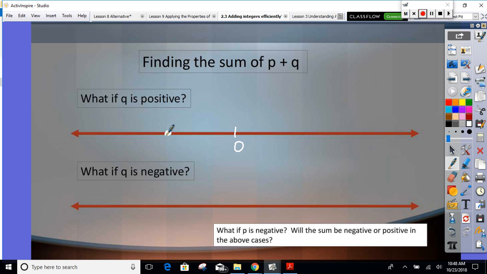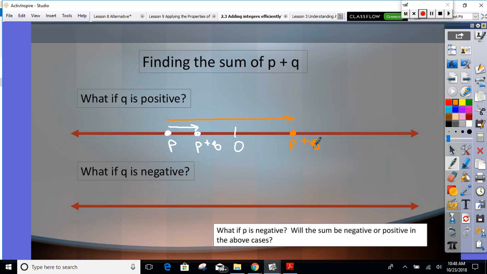Let's say that P is negative. So let's put P over here now. So if Q is positive, is P plus Q going to be positive or negative, or could it be either? Either. Richard? It could be either. If Q were not as long as P, if the absolute value were not as long, if Q was this long, P plus Q might be here. But if the arrow for Q was this long, then P plus Q might be over here. So when P is negative and we add a positive Q, the sign could be positive or negative.